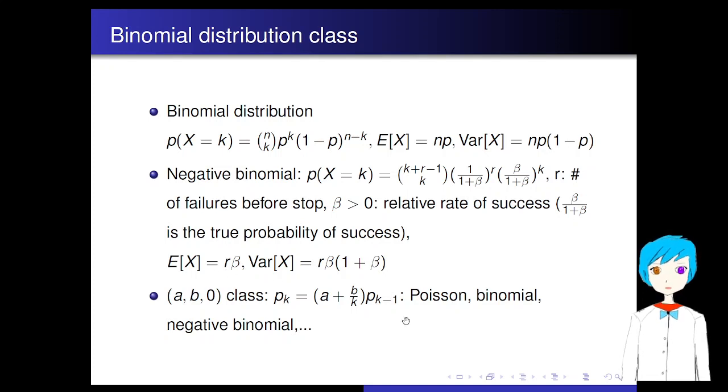So the Poisson, the binomial, and the negative binomial, as well as many other discrete distributions belong to the (a, b, 0) class, which means that the probability that the random variable X takes the value k is (a plus b divided by k) times the probability that the random variable takes the value k minus 1. Thanks for listening.